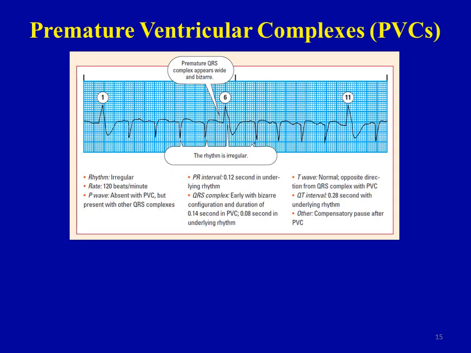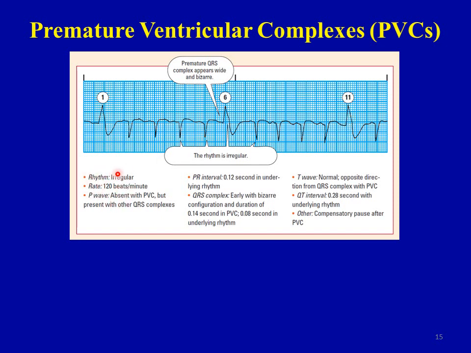So now let's talk about premature ventricular complexes. Here we can see an almost regular rhythm, but because we have some premature ventricular complexes, the rhythm becomes irregular. If there were no premature complexes, you can see that the rhythm is otherwise regular. Due to the presence of the premature complexes that arise from ectopic foci in the ventricular wall, we have an irregular rhythm.